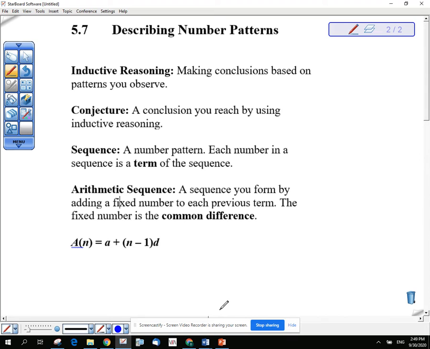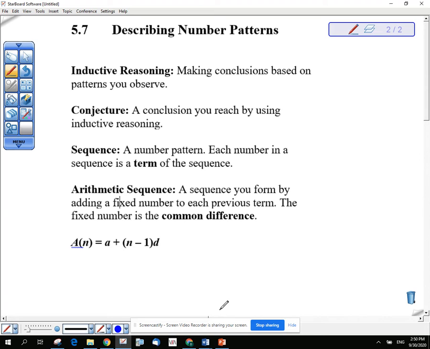Inductive reasoning is just making conclusions based on patterns you observe. That really doesn't mean anything to you, except that that's what we're going to be doing in this section. I don't need you to know the word inductive reasoning. You've probably heard the word conjecture before, to just make a conclusion about what the next thing is going to be. And here it says a conclusion you reach by using inductive reasoning.